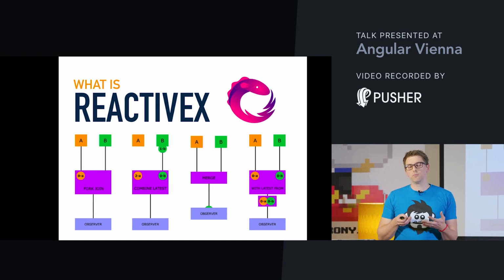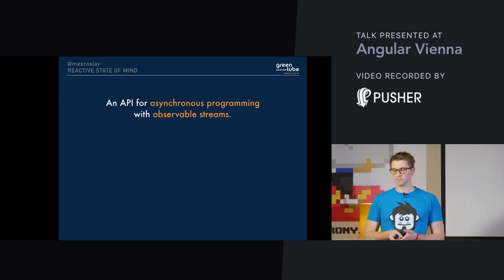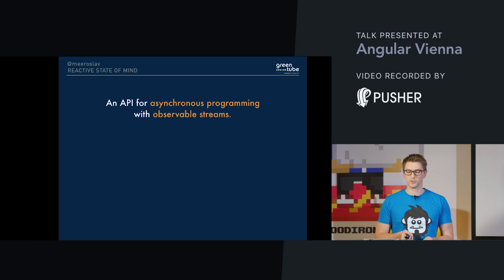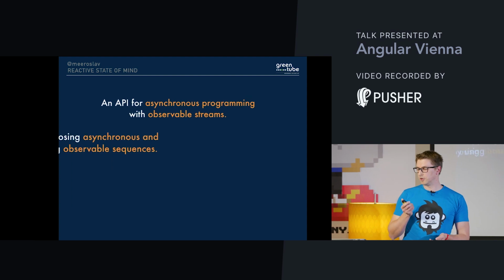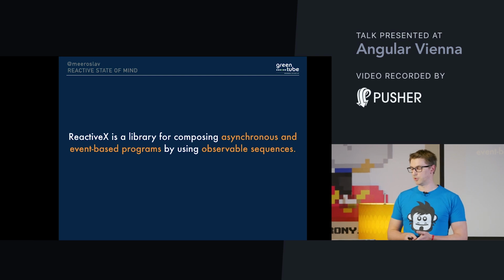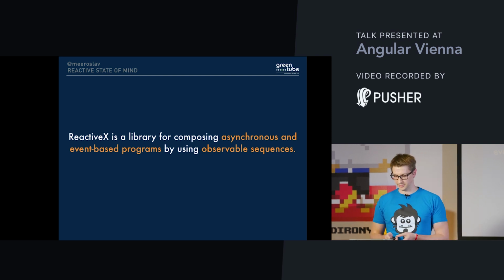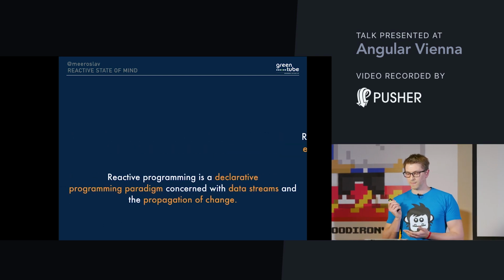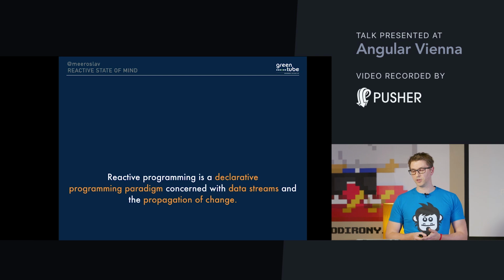But if you go a bit deeper and you go to the RxJS site, you see the definition. First of all, the definition was something like this: it's an API for asynchronous programming with observable streams. For most people, this is like, what? So then if you go further, you see something like this: ReactiveX is a library for composing asynchronous and event-based programs by using observable sequences. Again, a couple of phrases that most people don't understand. And finally, our dear Wikipedia says something like this: reactive programming is a declarative programming paradigm concerned with data streams and the propagation of change.